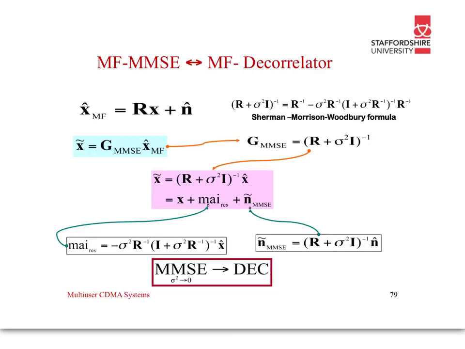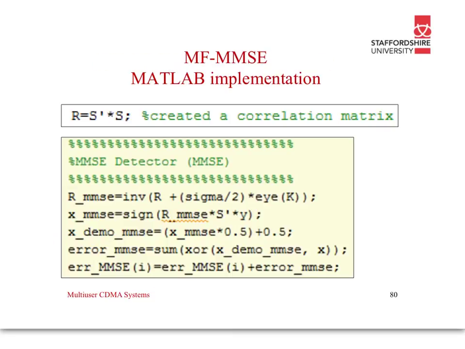So the minimum mean squared error is similar to the decorrelator when sigma squared tends to 0. So when we have no noise, the outputs are the same. Don't worry about the derivation. In MATLAB, the implementation is R minimum mean squared error equals the inverse of R plus sigma squared times the identity matrix, so I of K users. This will be explained in your lab session.